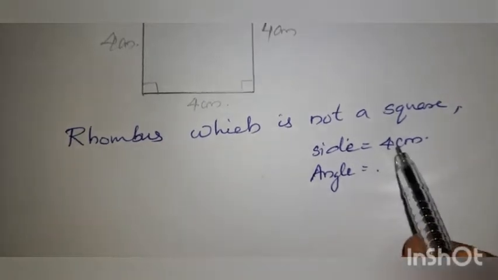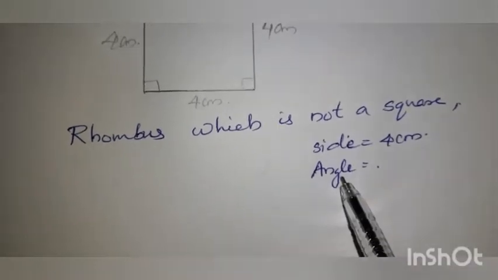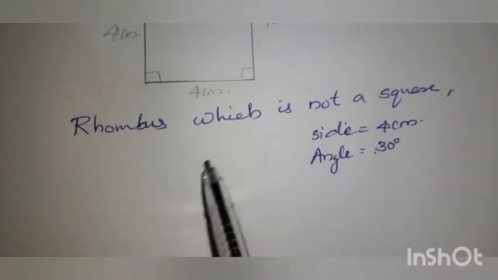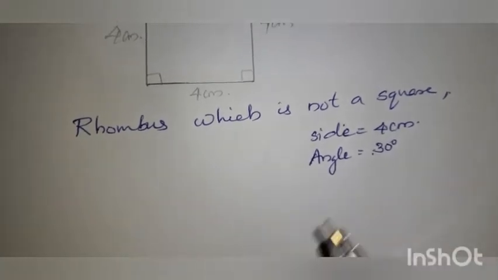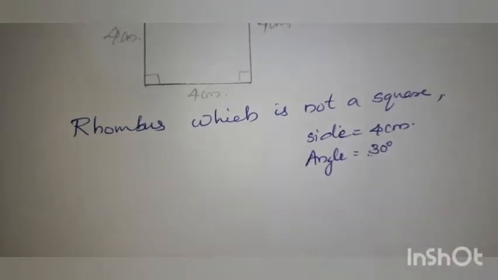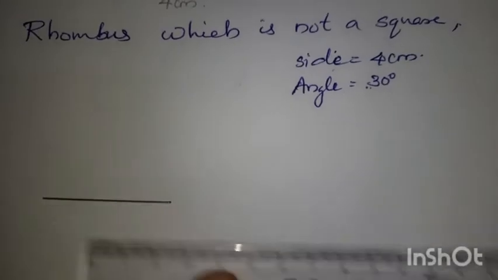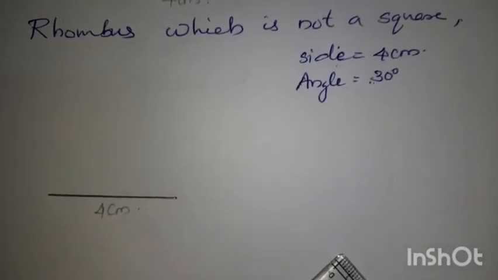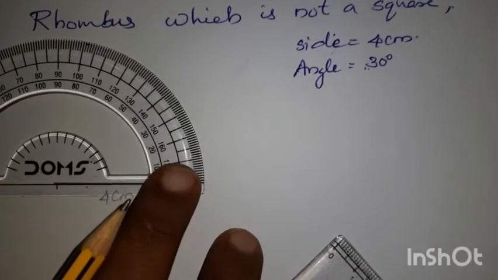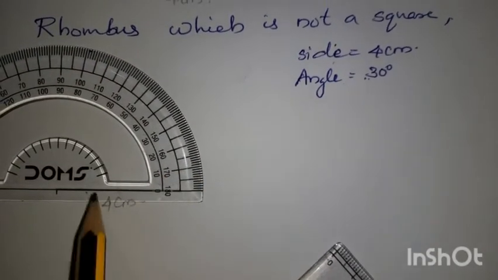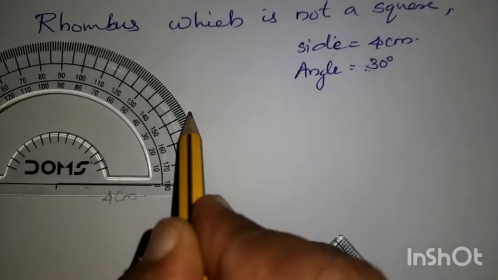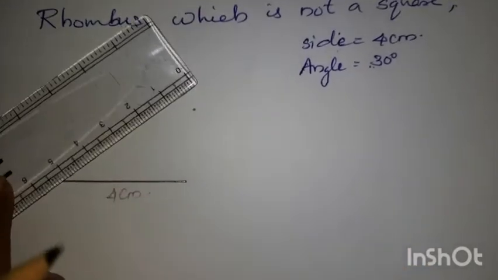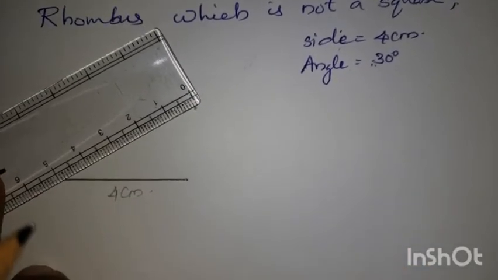So I am taking the side as 4 cm itself, and you can take any angle. I am taking the angle as 30 degrees. So we are drawing a rhombus which is not a square. So take angle 30 and side same 4 cm. So draw a 4 cm line. Then from one end we can keep a 30 degree angle. Then draw the 4 cm line from here.